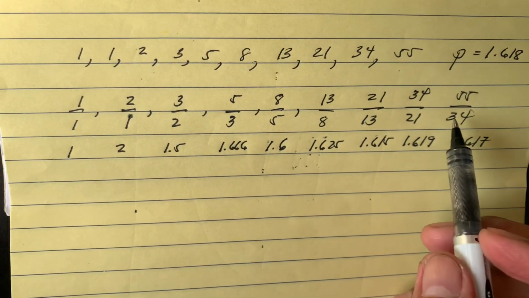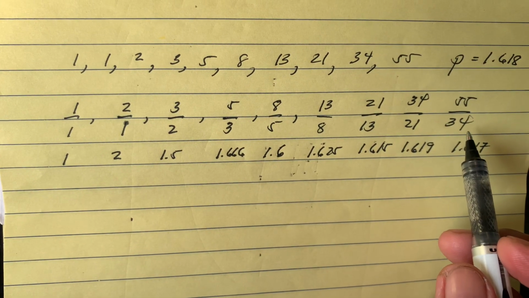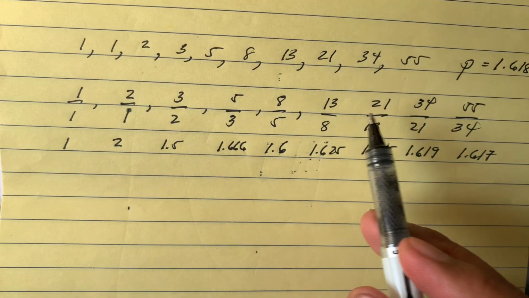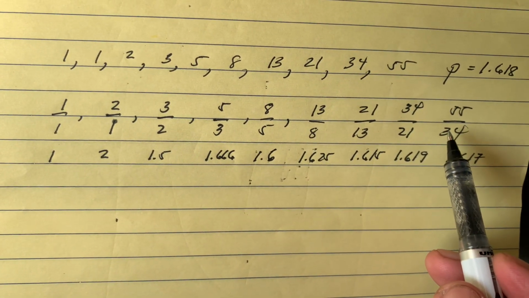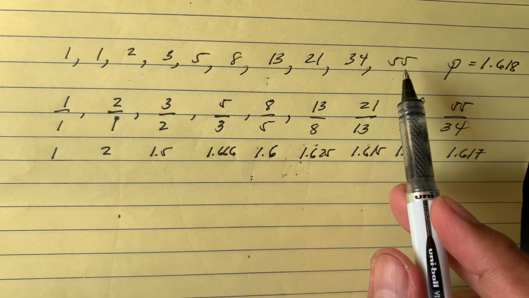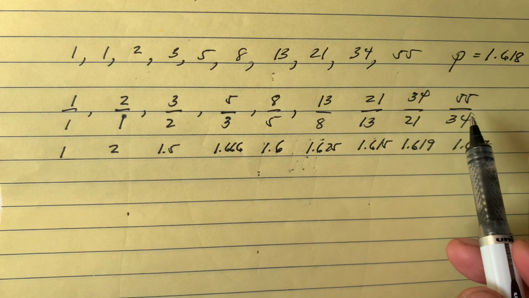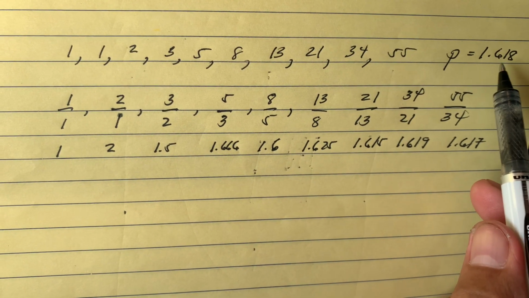Now, for the ratios of the last two elements of a given Fibonacci sequence, as we take the ratio of greater pairs of numbers, we get nearer to the value of phi, which is equal to 1.618.